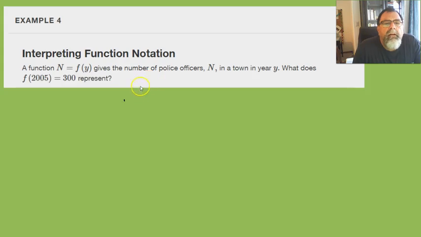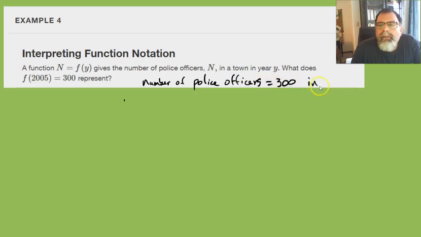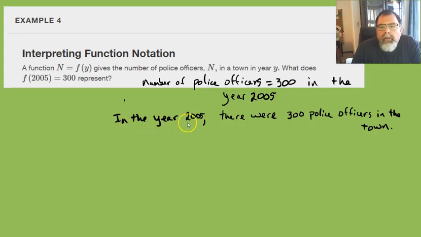So we're saying the number of police officers is 300 in the year. So the input value is the year 2005. Or if we want to write it, in the year 2005, there were 300 police officers. You could say it that way as well. Okay, so again, in the year 2005, so input 2005, there were 300 police officers. That's the output in the town.